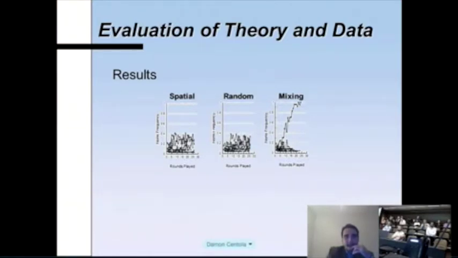So what you're looking at here is the y-axis, which is the fraction of people who have chosen a given option, and the x-axis is the time scale for the evolution. So 5 rounds, 10 rounds, 15 rounds, up to 25 rounds. On the equivalent time scale, all of these ran for 25 rounds. We see that really no options gain more than 40% share of the population in the spatial network.